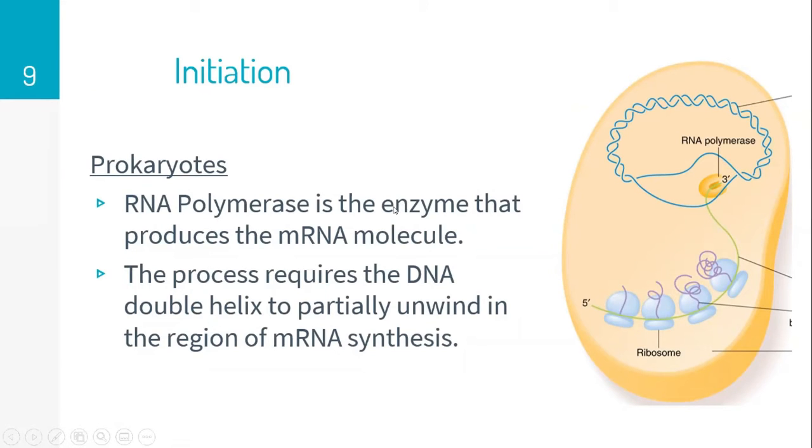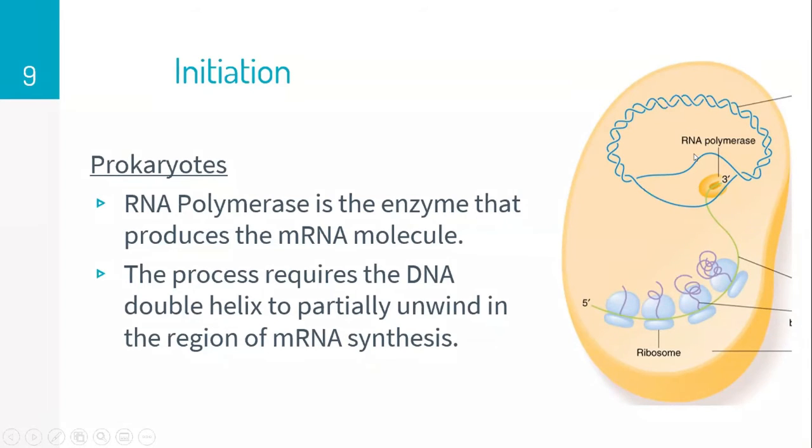So first of all, we have to make it before we even start. The mRNA molecule, the messenger RNA molecule, is made by RNA polymerase. And this process requires the DNA double helix to be partially unwound in the region of mRNA synthesis. So this is a pretty intricate process. Everything has to be done very intricately and specifically.